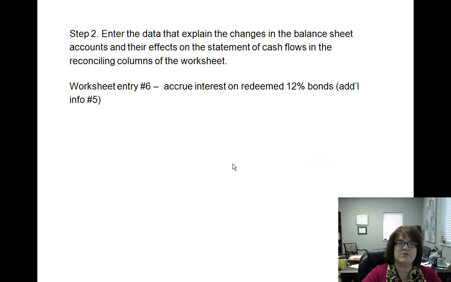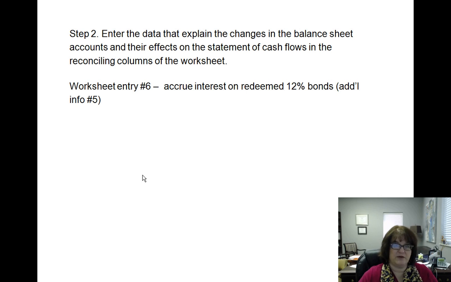All right, next worksheet entry, number 6. This relates to additional information in item number 5. And these are a bit stinky. So in item number 5, you've got the 12% 20-year bonds that were dated and issued on January 2nd, 2002. Interest was payable on June 30 and December 31st. They were originally sold at 106. The bonds were redeemed at 100.9 plus accrued interest on March 31st, 2014.